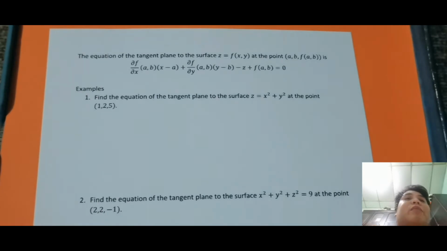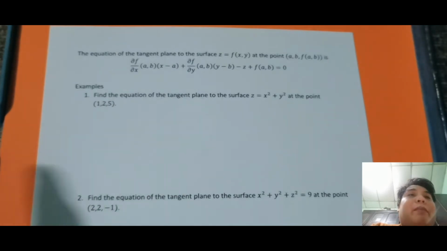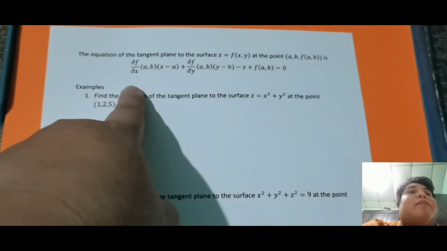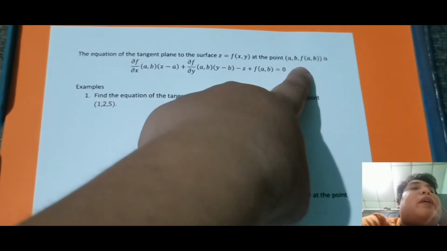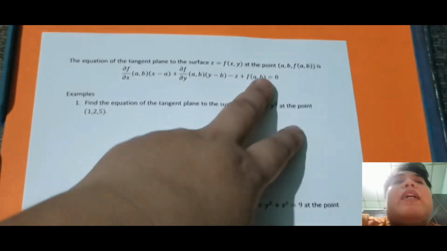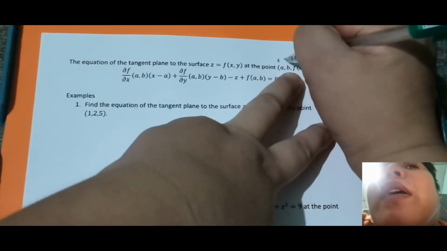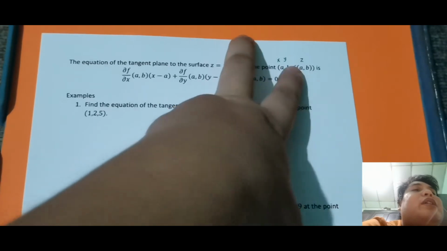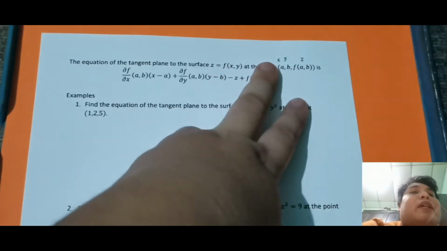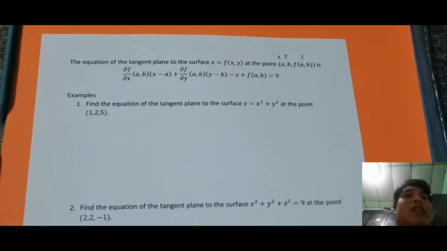Okay, so now the equation of the tangent plane to the surface z is equal to f of x comma y at the point a comma b comma f of a comma b is ito. Again, sir, ba't ganyan? A comma b comma f of a comma b. So ganoon naman talaga yan. Yung f of a comma b, parang ito yung lumalabas na z. Okay, ito yung x, ito yung y. X is equal to a, y is equal to b, z is equal to f of a comma b. So ito yung kanyang equation. So ito yung ating formula in general.